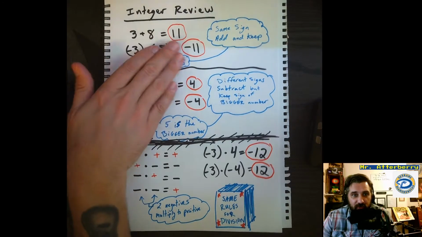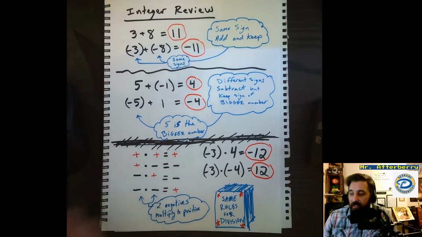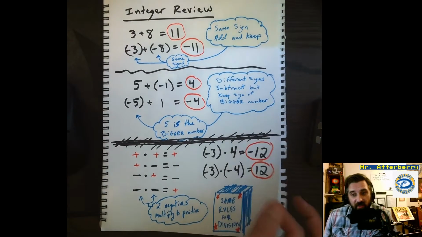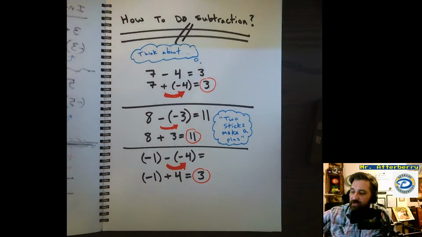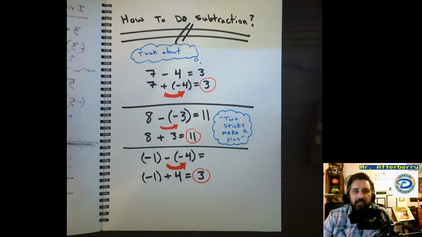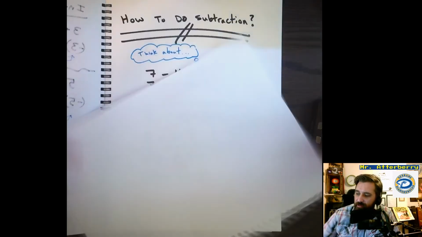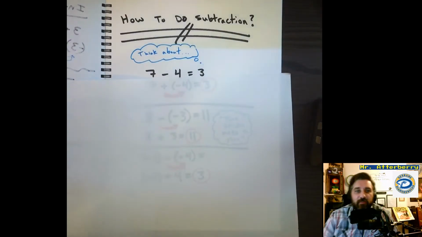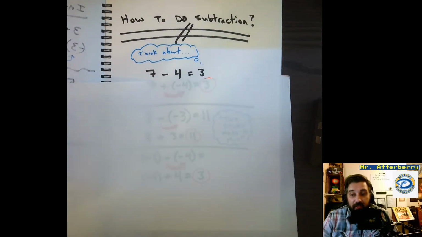But the rules for subtracting are a little bit different than adding, so I devoted one whole page just to that, and we're going to discuss that right now. So how to do subtraction. Let's think about 7 minus 4 for just a moment. 7 minus 4 is something you might have been doing since first grade. 7 take away 4 is equal to 3.